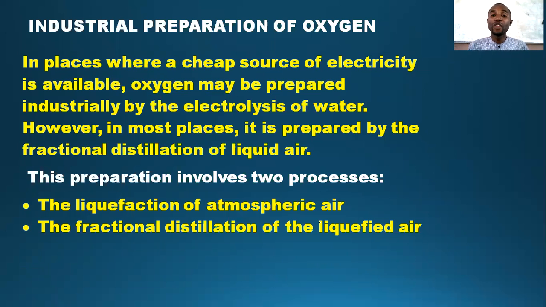Now, in one of the video classes, we talked about electrolysis of acidified water. One of the products that we recover at the anode is oxygen. So it can be gotten through electrolysis of acidified water, which is electrolysis of water. This preparation involves two processes: liquefaction of the atmospheric air and the fractional distillation of the liquefied air.